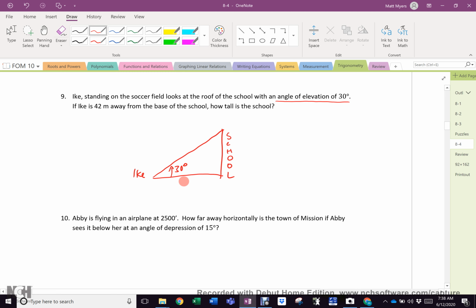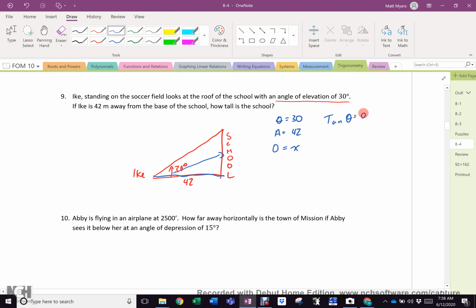And Ike is 42 meters away from the school. Well, there's your triangle. Here's Ike. So you have a theta of 30. This is adjacent to Ike. You have an adjacent of 42. And across the way, we want to know how tall the school is. That's an opposite, and we don't know what that is. So what uses O and A? That's tan.